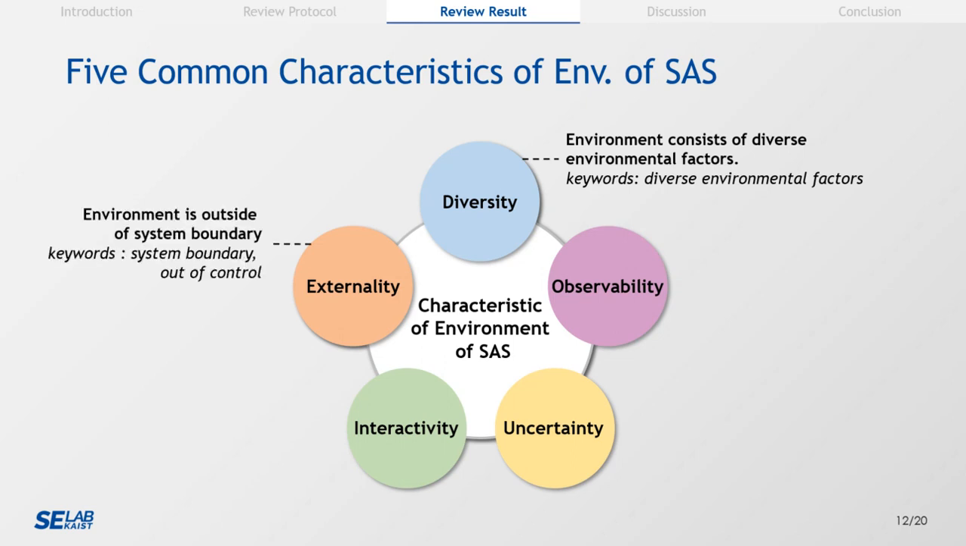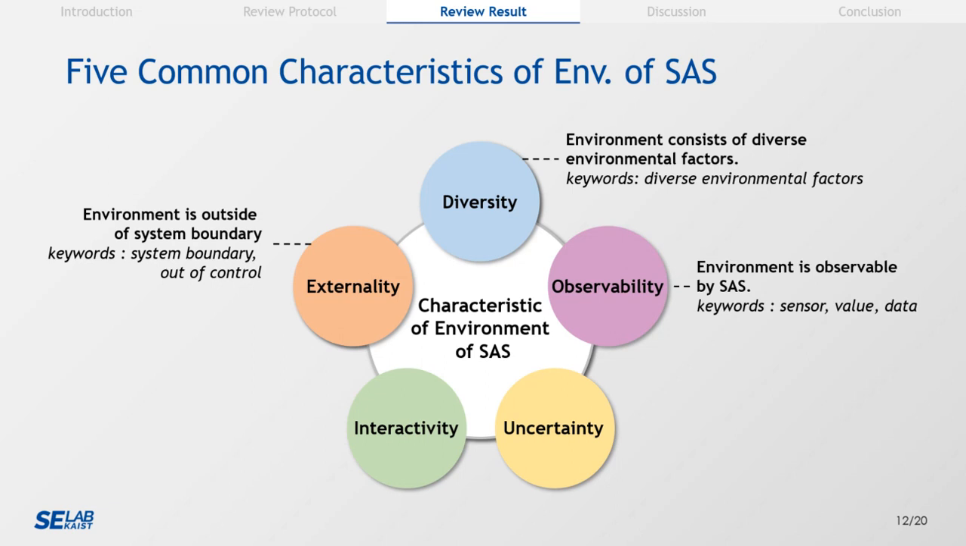Second characteristic is externality. Environment can be only defined when the system and its boundary is clearly defined. Based on the system boundary, anything outside of the system boundary can be environment. Because they are outside of the system boundary, they also are not under direct control of the system.